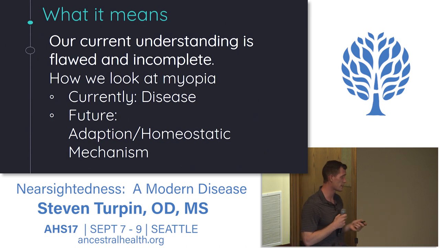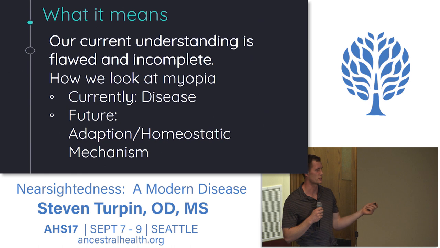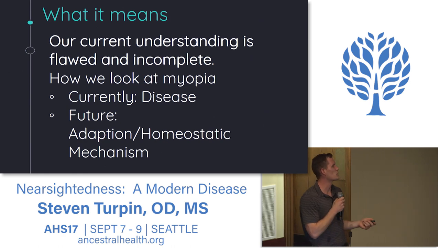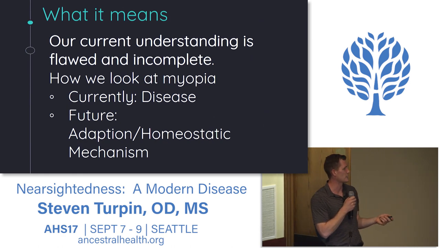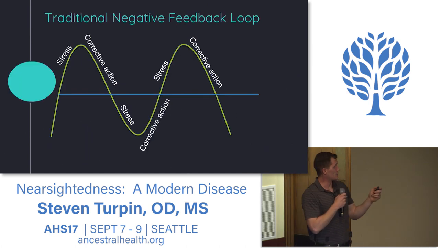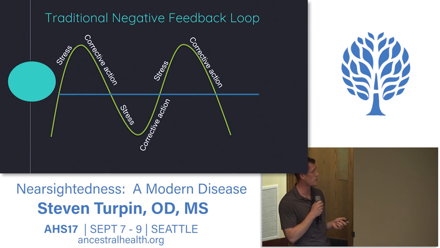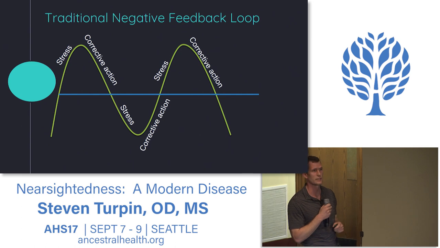And I think we have to stop looking at it as a disease, and I put that in my title, so I'm at fault here for saying that it's a disease. But I'm looking now more at it as an adaptation or a homeostatic mechanism. So if we look at a traditional negative feedback loop, we have a set point here, and we have a stressor and then a corrective action to bring you back to your set point. And we have obviously time on the x-axis here.